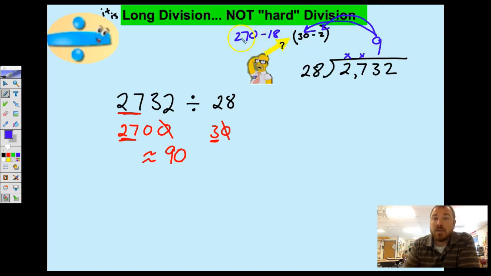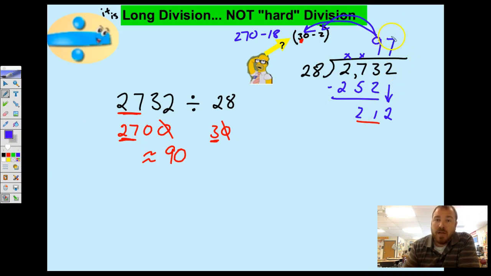If we go ahead and subtract 18 away from 270, we get 252. Do our subtraction here, we get 21, and we'll bring down our next number. Again, we're just looking at that front end of the number, just the 3 in the 30, and just the 21 now. How many times does 3 go into 21? Easy enough to answer. That goes in 7 times. 3 goes into 21 7 times.